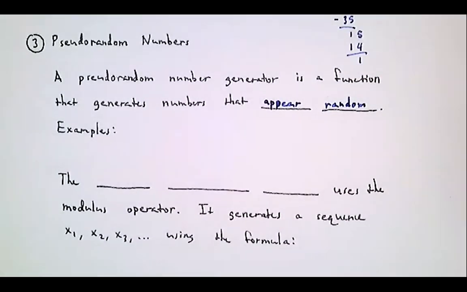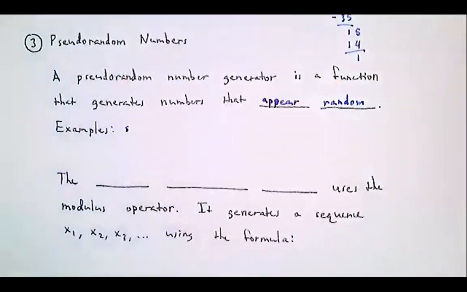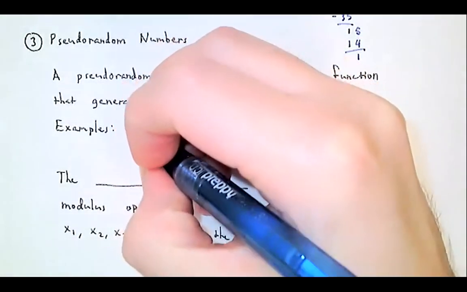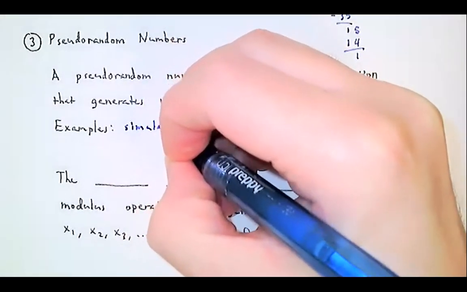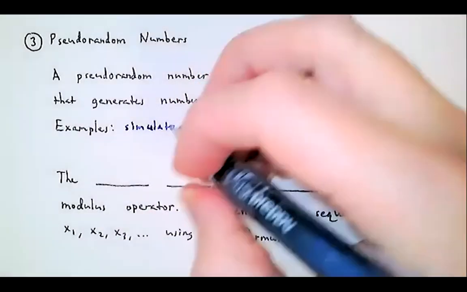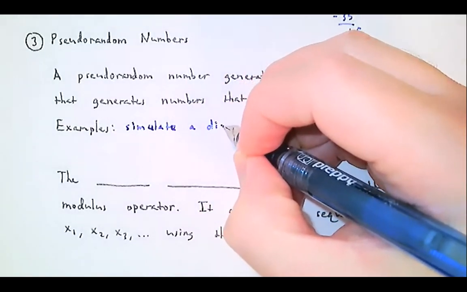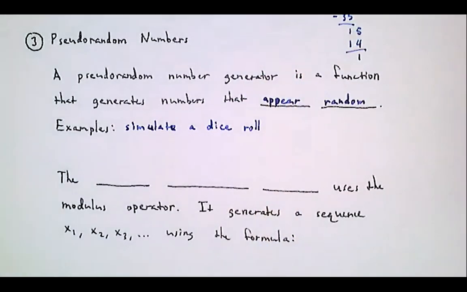So what are some examples? Maybe you need to simulate a dice roll, like maybe you're programming a computer version of a board game or something like that. Or maybe you're teaching a statistics class and you want to teach about probability of dice rolls, but you don't want to roll a single die 1,000 times, so you would simulate it. Okay, so this is one kind of game thing.